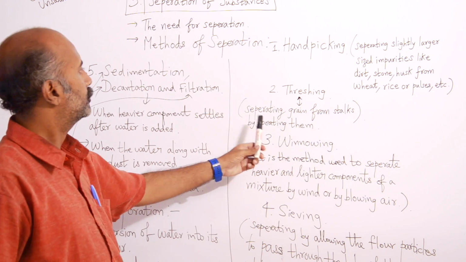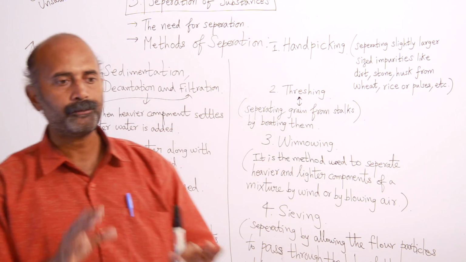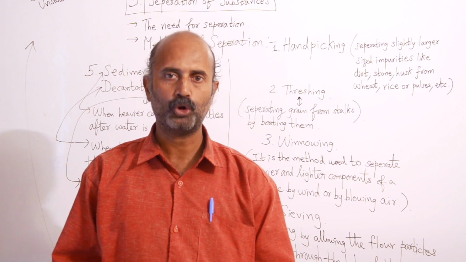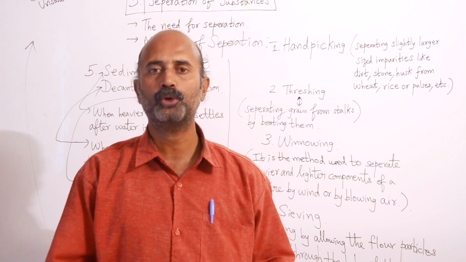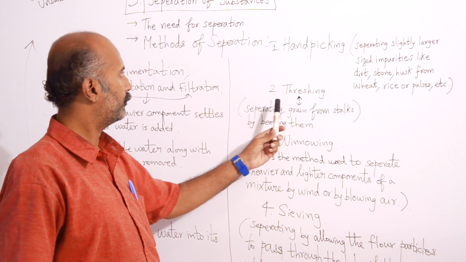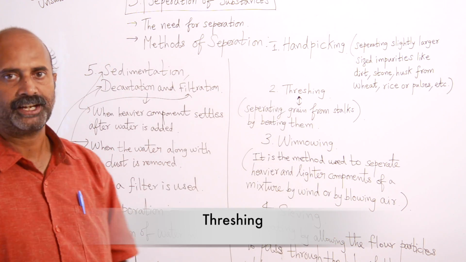Next comes threshing. So let me summarize. Hand picking is the process of separating impurities from the pure substance by picking the impurities with our hands. Okay. Now we come to the second method of separation, which is called threshing.